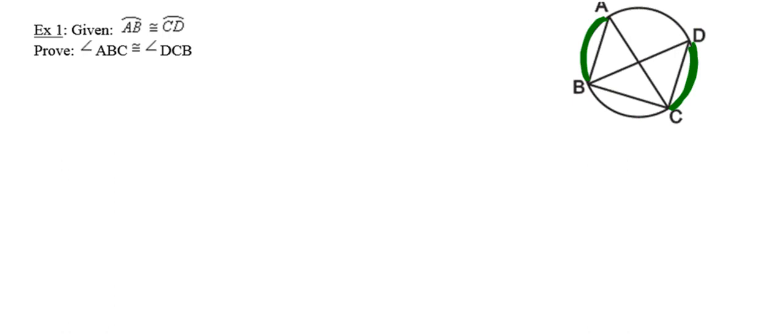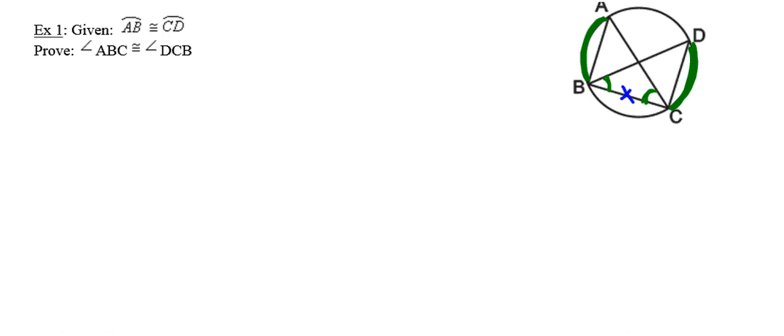And in looking at this picture, I notice that an inscribed angle for the green arc AB is angle ACB. That's going to be congruent to an inscribed angle for green arc DC. So those two inscribed angles have to be the same. Segment BC is the same in both triangles, so a little reflexive property will get that congruent to itself.